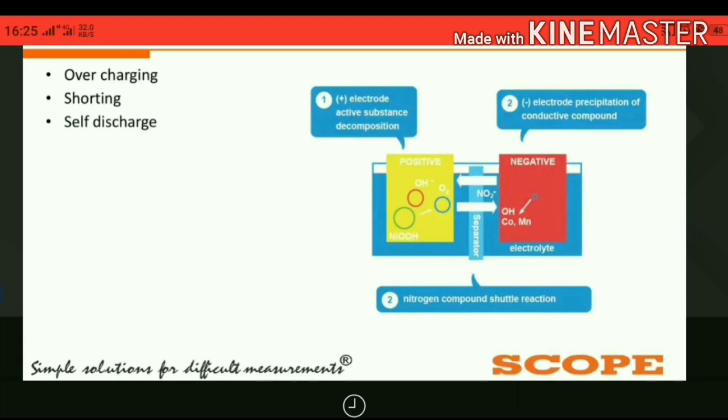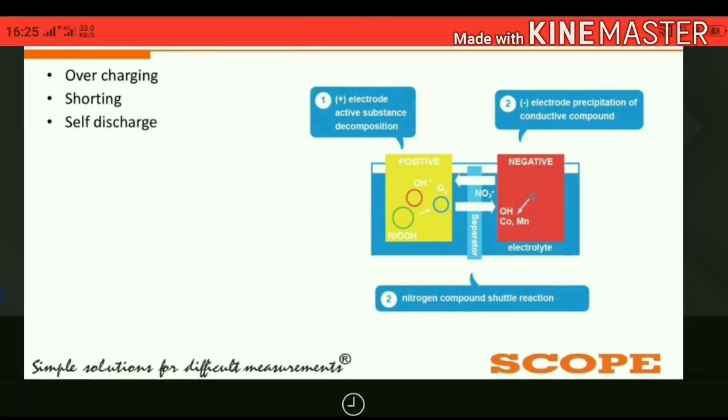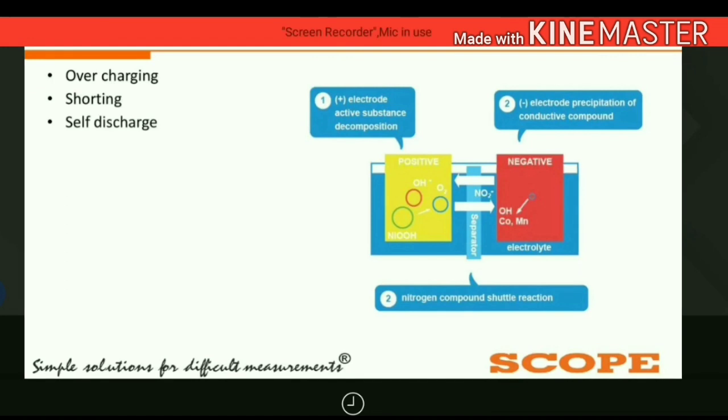Third is self-discharge. As I have explained, secondary batteries have this common feature, self-discharge, in which the chemical reaction automatically happens though you are not connecting a load to the battery. Because of this self-discharge, we need to regulate the charging and discharging cycle of the battery. This is very important for rechargeable or secondary type batteries.